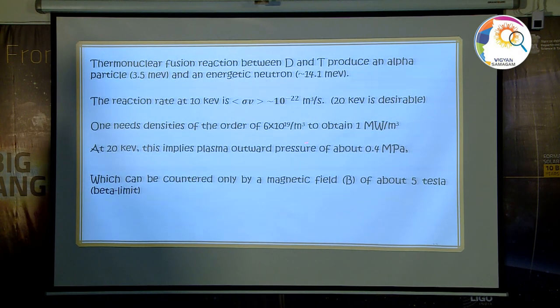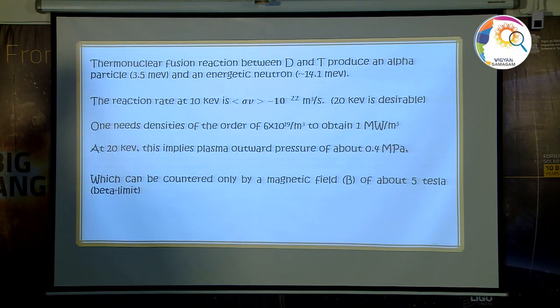And we need a plasma density. If we have a plasma density of 6 into 10 to the 19 or 1 into 10 to the 20 per meter cube. Plasma density means the number of plasma ions in a given volume. Density you read as mass per unit volume. That is what you know. So this is converting that mass into atoms. So this is 6 into 10 to the 19 ions per meter cube, kind of a density of plasma you have. Then you will produce a power of 1 megawatt per meter cube. So from 1 meter cube of this enclosed environment, you can get a power of 1 megawatt.